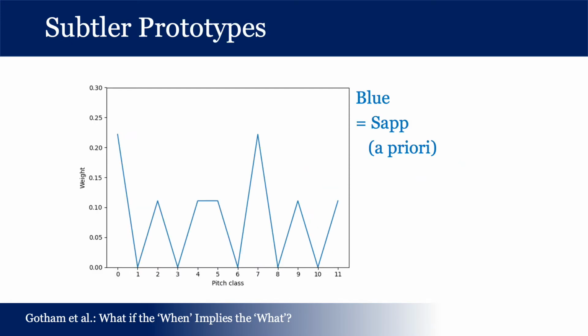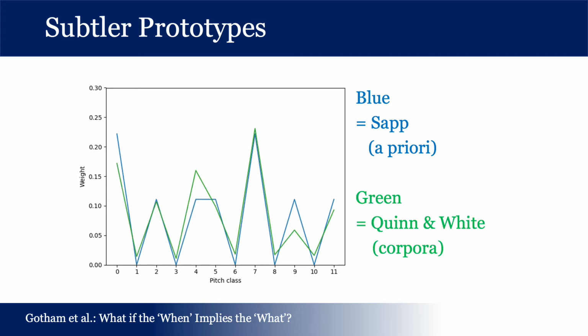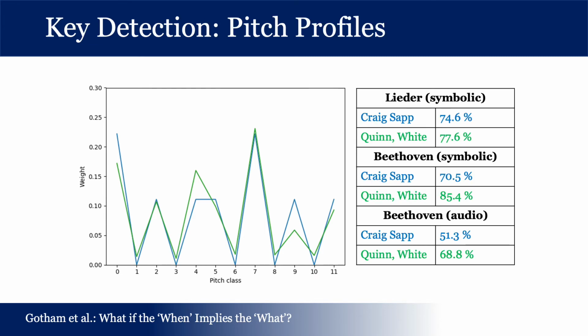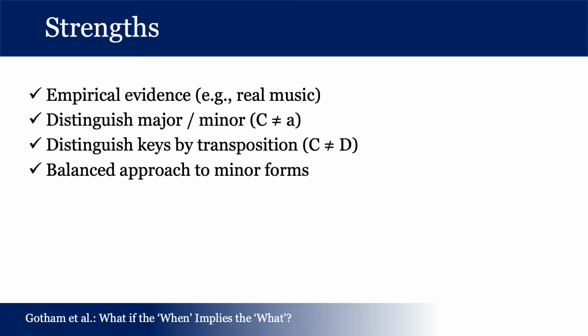Craig Sapp proposes a modified form of the binary prototype for this reason, and further refinement is to be had from the empirical studies coming from psychology, from Krumhansl and colleagues, and from corpus study, as shown here from Quinn and White. These typically perform better, and our paper discusses some cases relevant to the current study. These empirical prototypes bring not only improved performance, but greater flexibility.